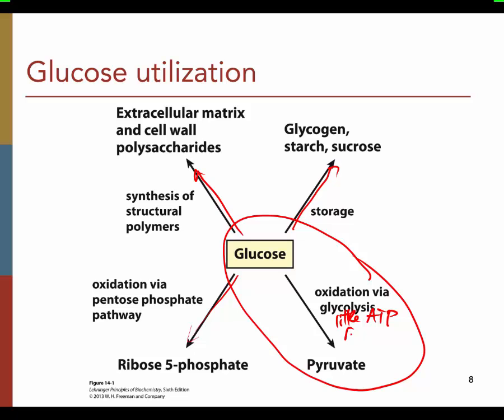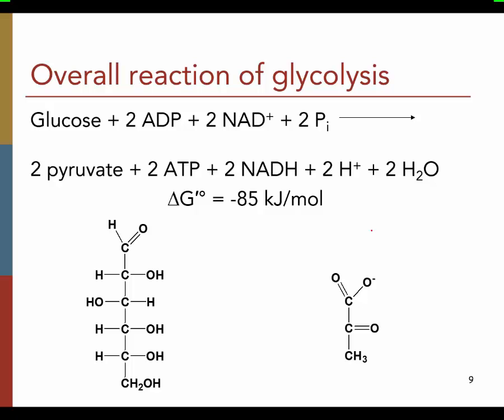And we're going to get some reduced cofactors, even just in glycolysis. Glycolysis is only one of the things that can happen to glucose, but it's an important thing. So the overall reaction of glycolysis is we're going to take a molecule of glucose. It's going to convert two ADP molecules to ATP. So the payoff is two ATP molecules. We're going to get two NADHs, so reduced cofactor. And we're going to get two molecules of pyruvate.